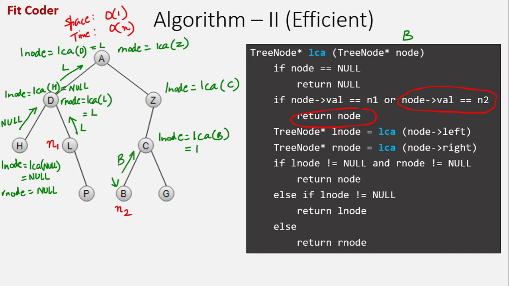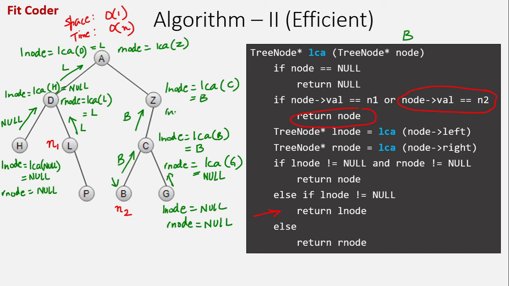So left node at C becomes B, and R node is LCA of G. We come to G, L node at G is null, and R node is also null because left and right is null. So this function returns null. So R node at C is null. So now we have both L node and R node at C. So this function returns left node, which is B. So this returns B. So left node at Z is B, and right node is null because right of Z is null. So at Z also we return B.